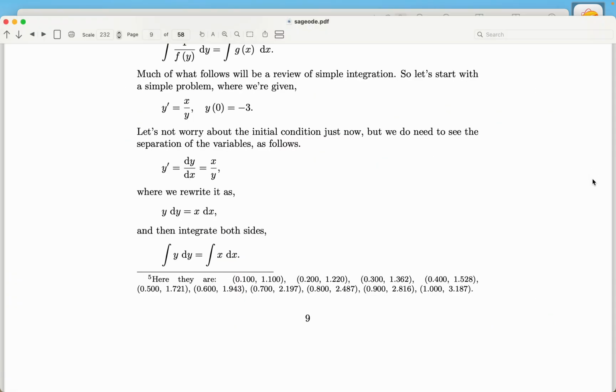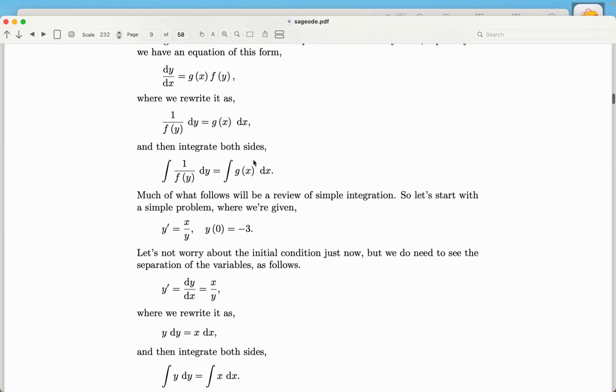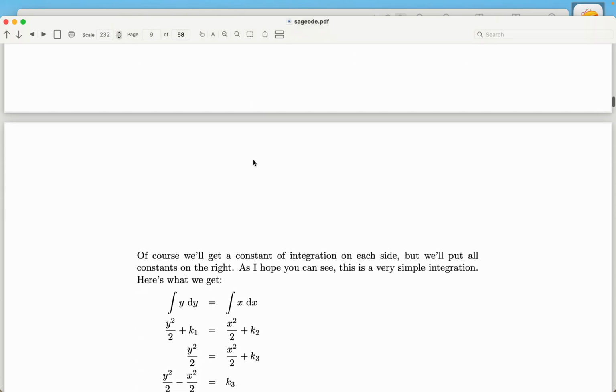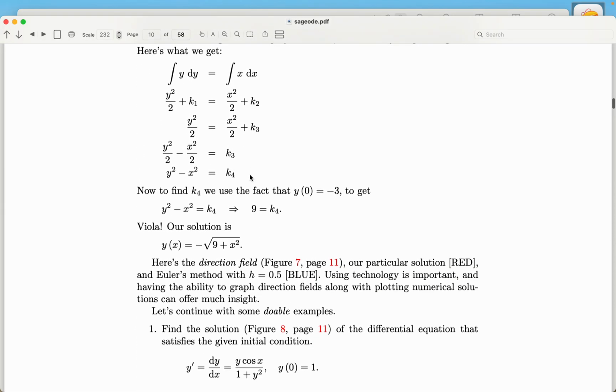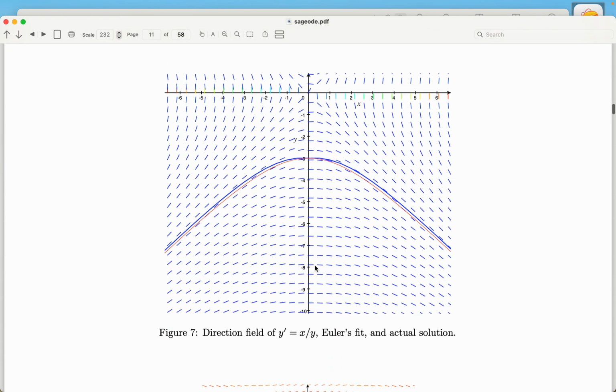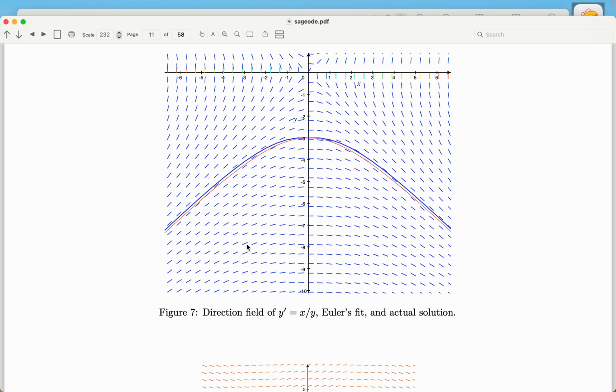Let's go back to the notes again and talk about that. The way we did it, we separated the variables. We had the initial condition, and we were able to determine the exact solution for those given conditions. Again, looking at the graph, let me just show you that. Figure 7, page 11. We got this over here. I'm not sure what step size I was using for this, but there is the exact and the approximate. Euler's is an approximate technique.